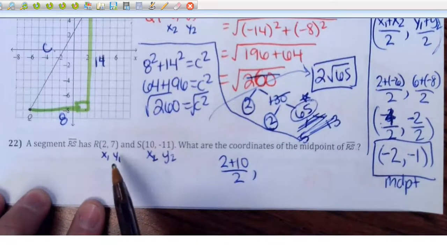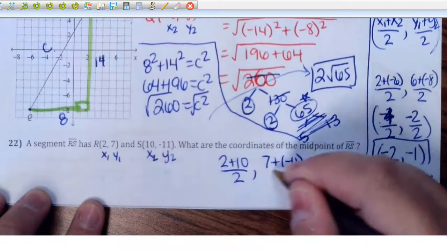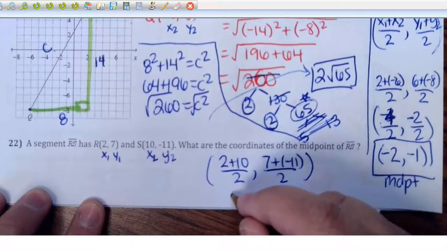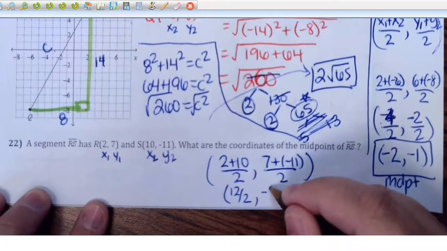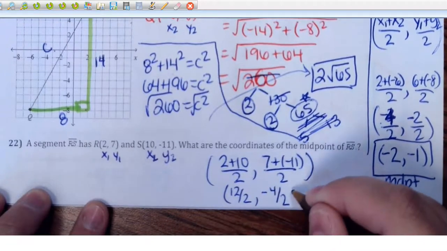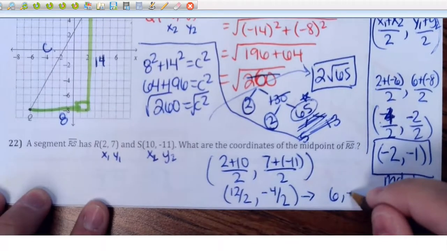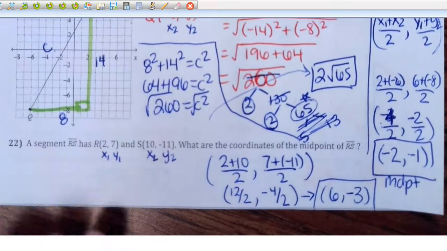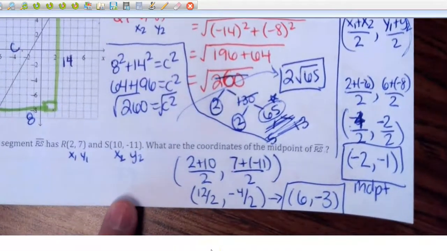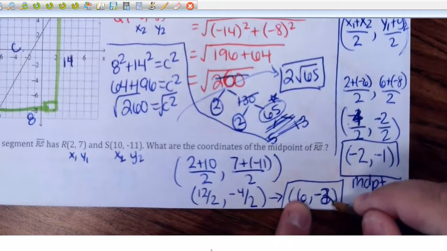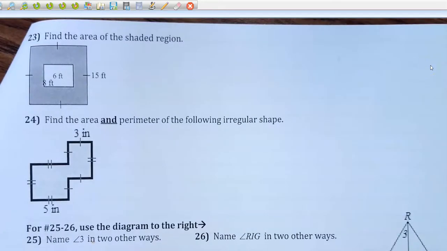And for the y coordinate of the midpoint, take your 2 y coordinates, add them up, divide by 2. Here I would have 12 over 2. And here I would have -4 over 2. Both of those, again, can be simplified kind of like the last question. So the midpoint here should be 6, -3. And forgive me on that last one. This should be -2. Sorry about that. This should be 6, -2.